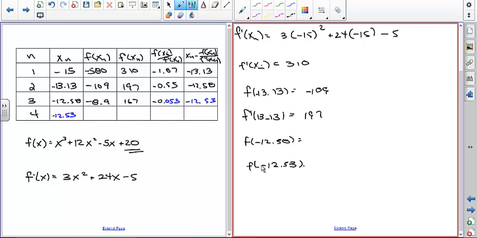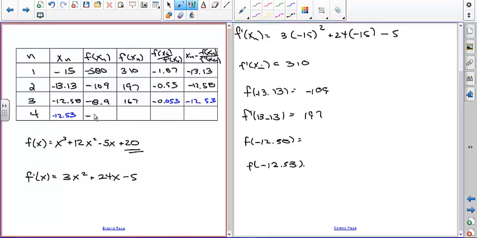What I did initially, when I put in my initial guess of negative 15, I put in negative 15.00, so that way I could go back and just change the numbers. I didn't have to rewrite the whole equation. Okay, so the value here is negative 0.56.